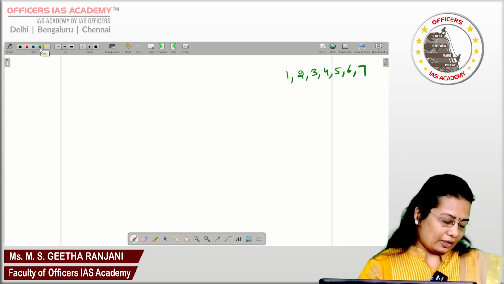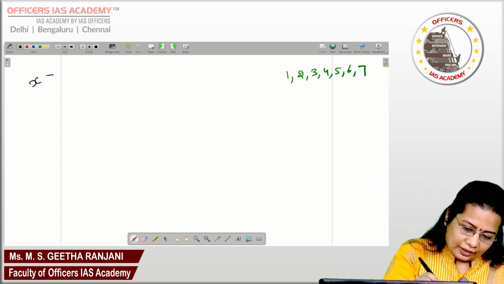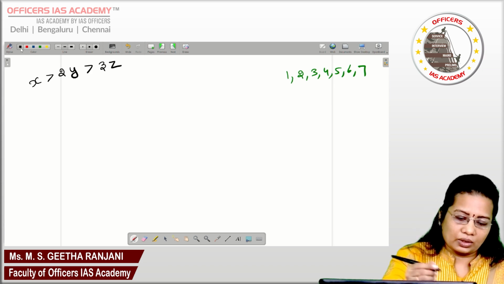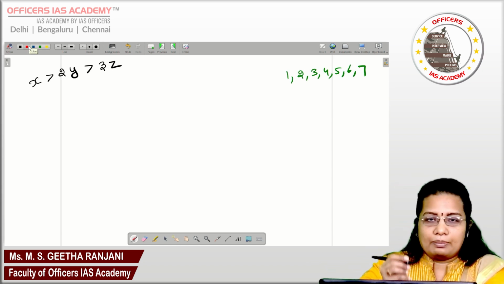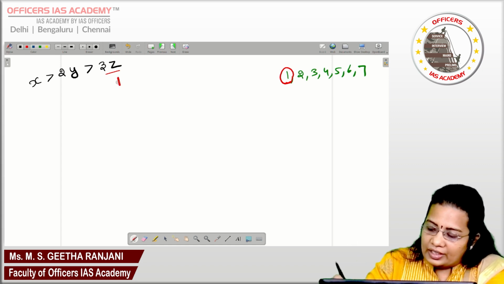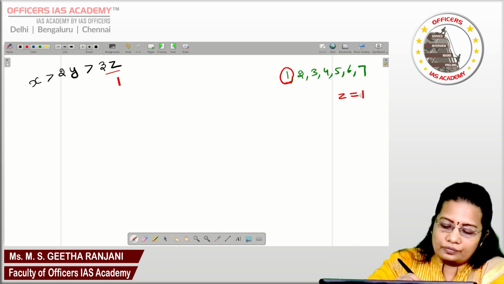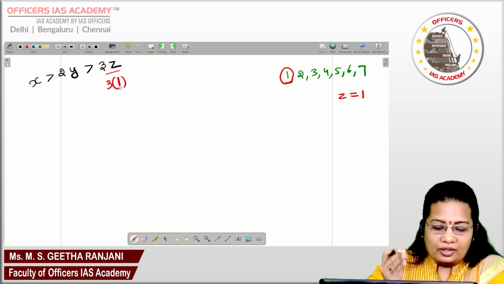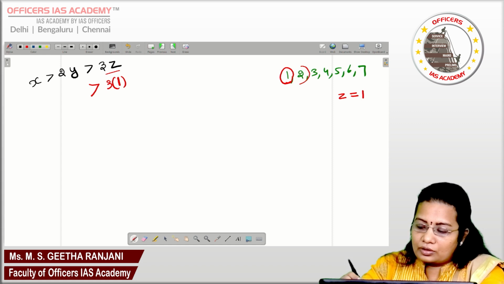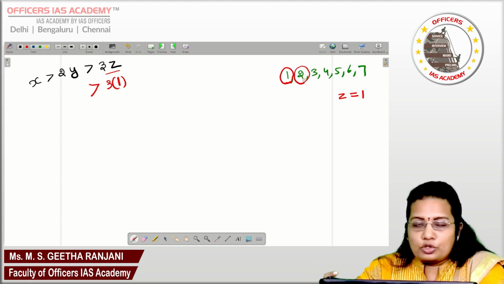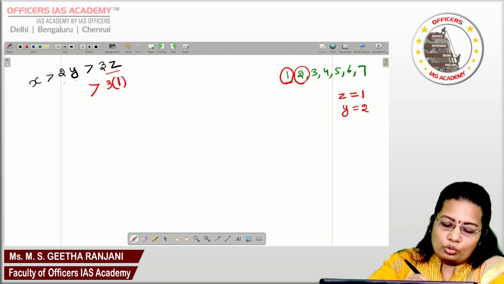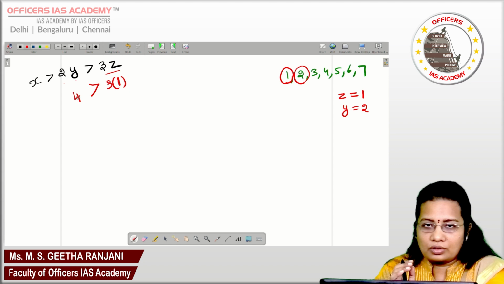So what is the condition given? Let's see. X must be greater than 2y as well as 2y will be greater than 3z. What are the possible values you think? So here 3z must be the lowest value. So lowest value I can take 1. So initially I have taken z is 1. So 3 times 1, 3. So 2y must be greater than this 3, which means the possible value to be substituted for y is 2. So y I can take 2. So 2 times 2 is 4. Yes, 4 is greater than 3.